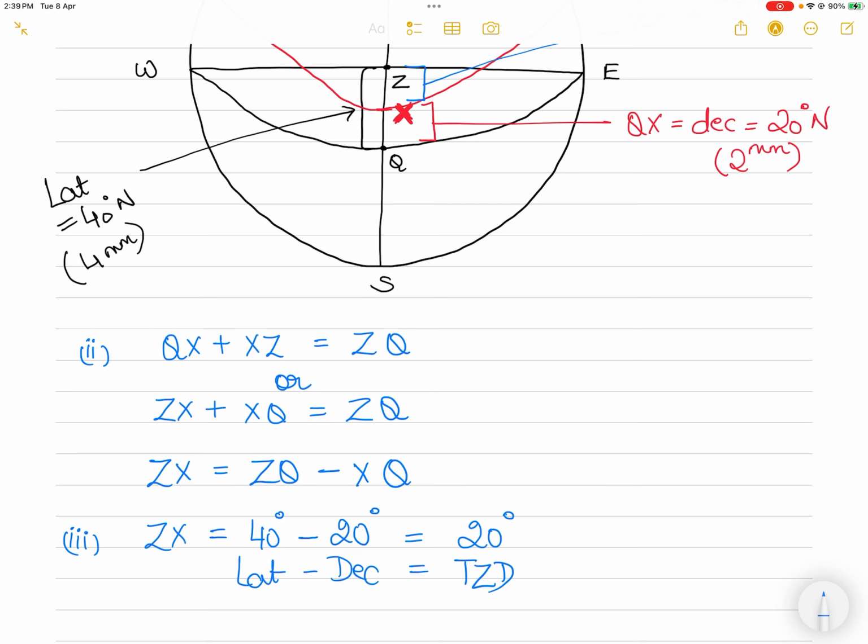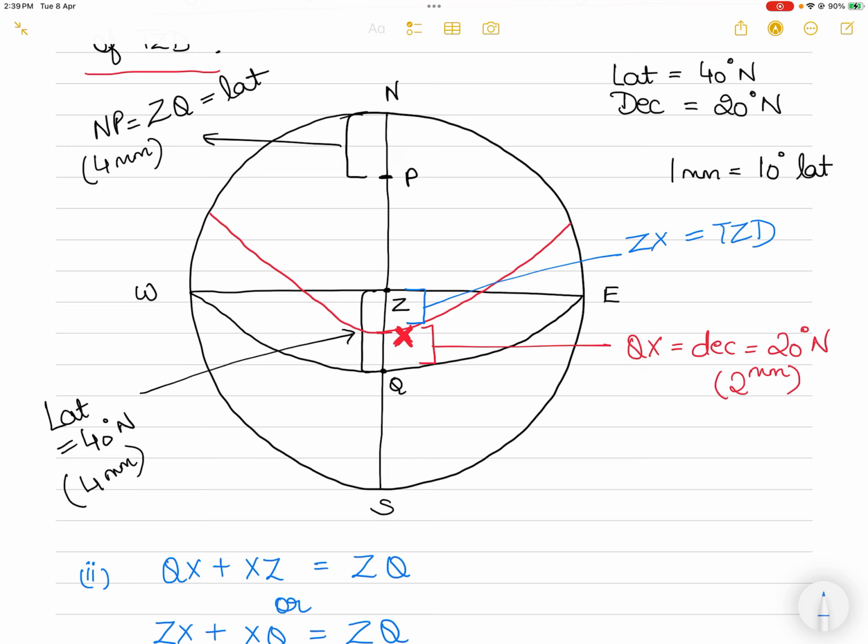So the relationship will of course change depending on the value of the latitude and the declination. It will not always be the same. That's why we have to draw this diagram. So I hope you found this question interesting and you can solve questions like that.